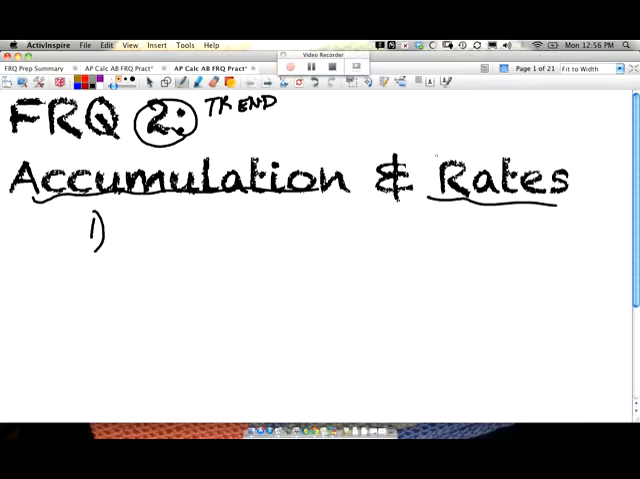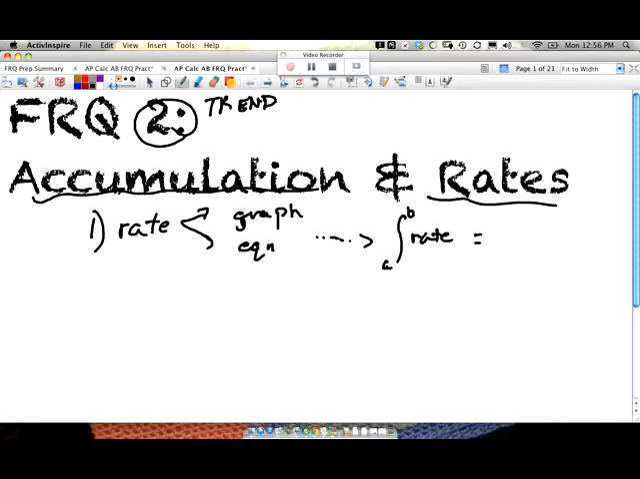So first, let's talk about what you're given. You're going to be given some type of equation or some type of picture, but you're going to be given a rate, either as a graph or as a function, some type of equation. And the most common interpretation that you're going to be looking at throughout this entire thing is that the integral from A to B, or the area of a rate, is going to be equal to an accumulated total. And that's going to be a calculation that you have to do.